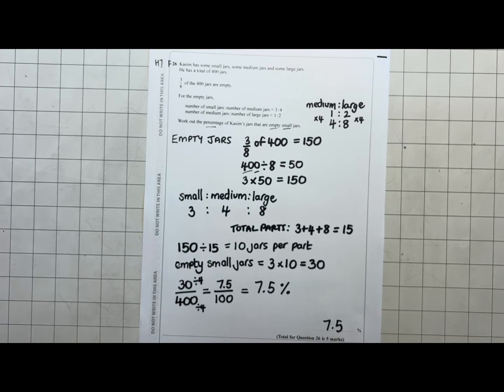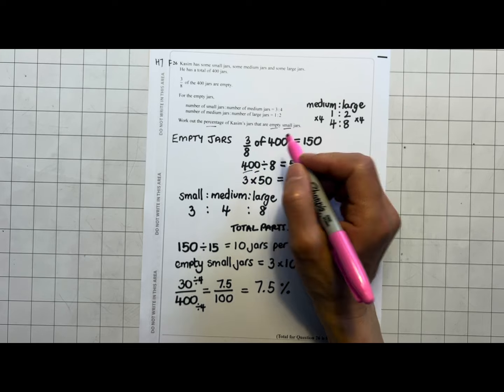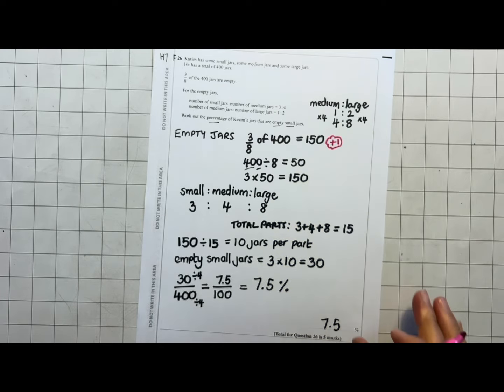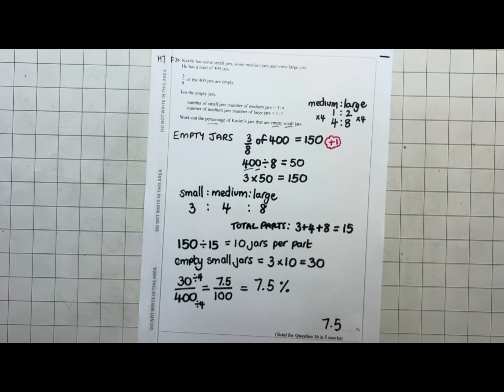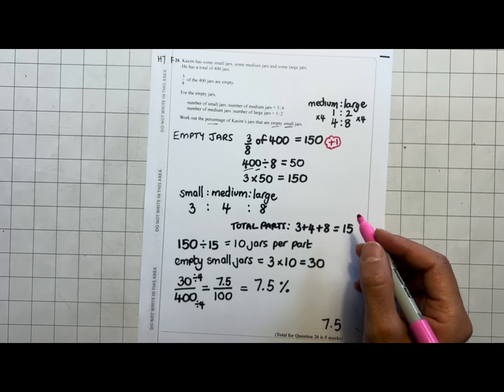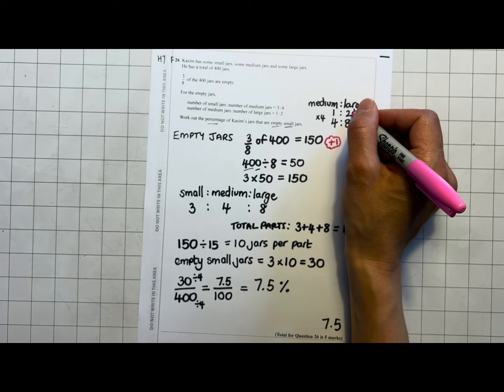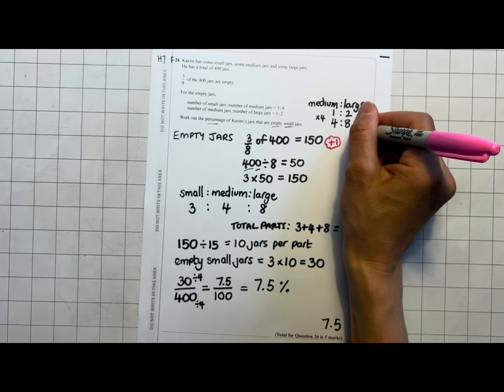This is a 5-mark question. If you found the answer of 7.5%, you would get the 5 marks. Otherwise, if you found 3/8 of 400 is 150, you get 1 mark. The second mark is for the start of the process to deal with the ratios. And so this is for changing the 1 to 2 into a 4 to 8 ratio.